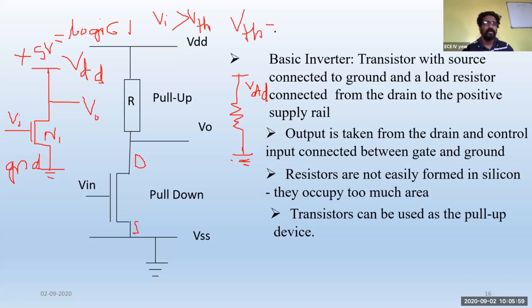If I assume my threshold voltage is equal to 1 volt, let us see how this particular transistor will be working. Whenever I supply Vin equal to 1, that Vin equal to 1 means what? I'm supplying some voltage which is equal to positive 5 volts, which is greater than your threshold voltage. Then what happens? Your N transistor is going to turn on. N1 will be turned on.